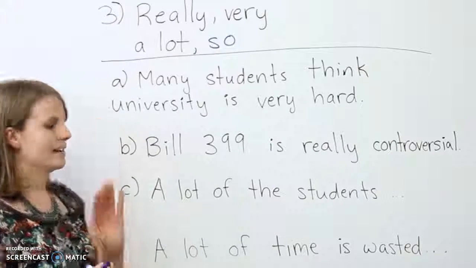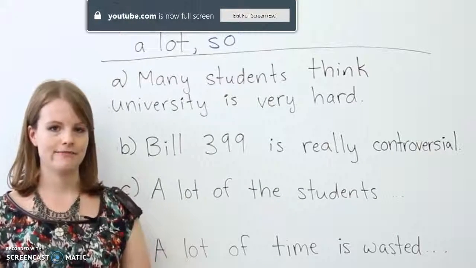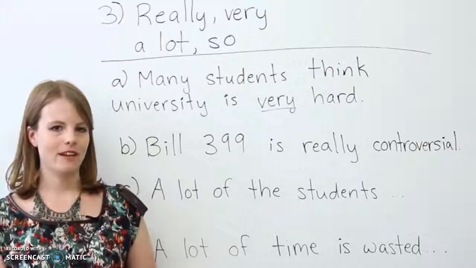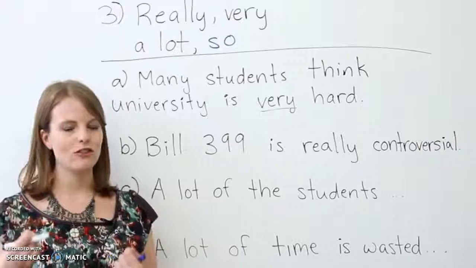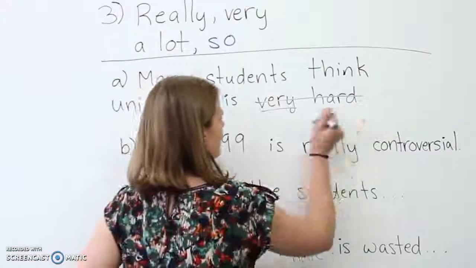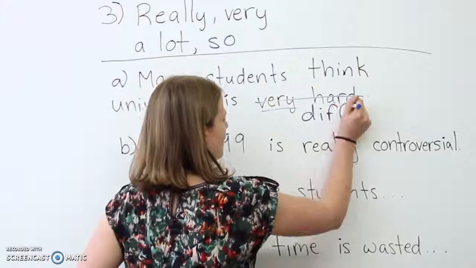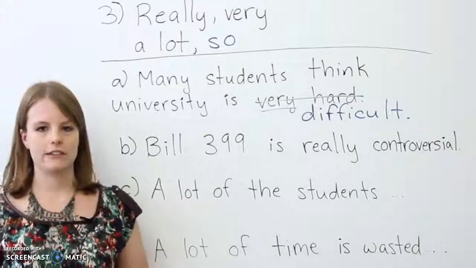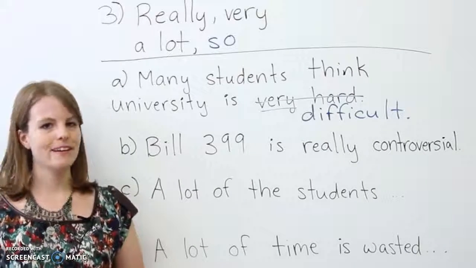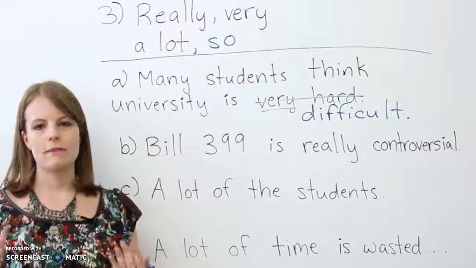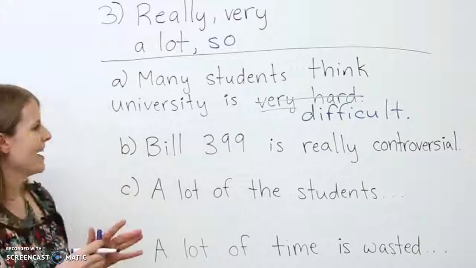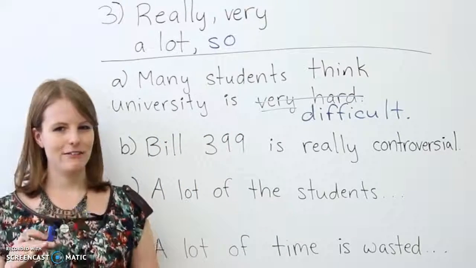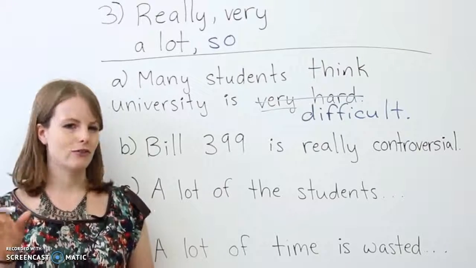Many students think university is very hard. Okay, so now we have very. How could I improve this sentence? Well, instead of using very hard, just use a stronger word in the first place. Say, many students think university is difficult. Okay, there are many cars, I just broke a rule, sorry. Many cars speed very fast. You could get rid of the very in that sentence, come up with a stronger word for it.